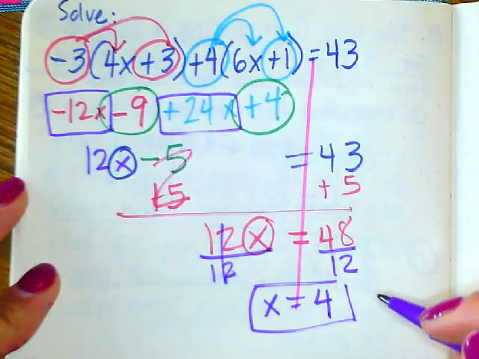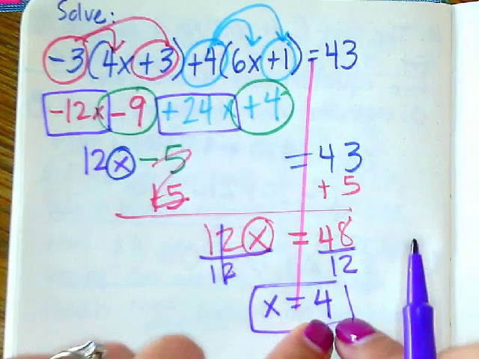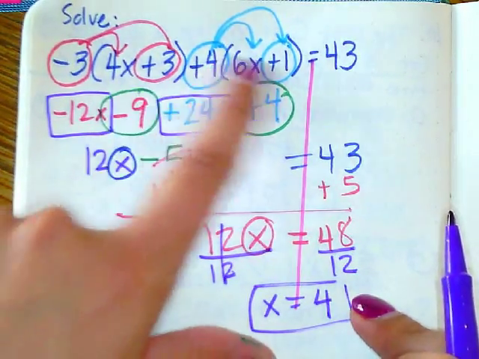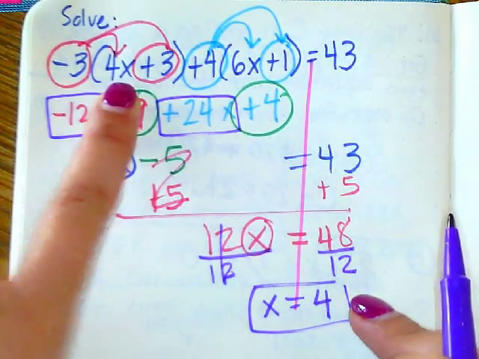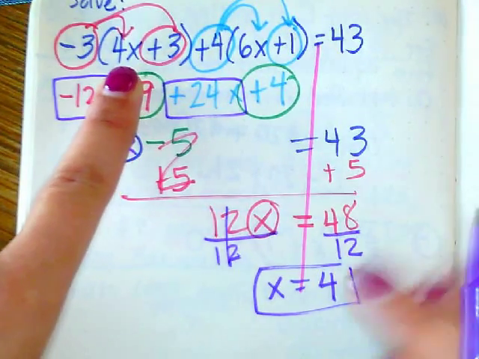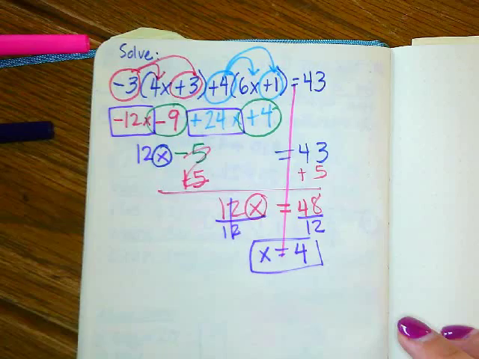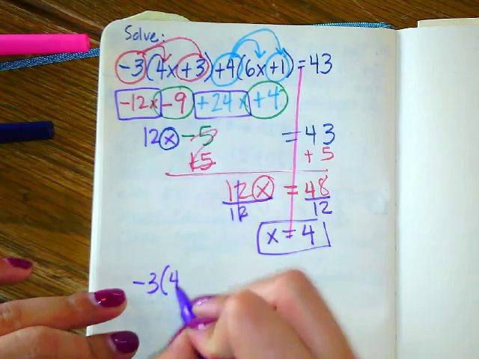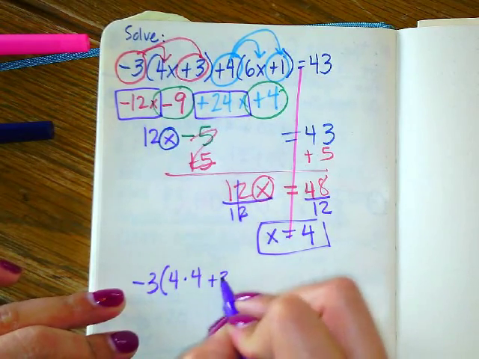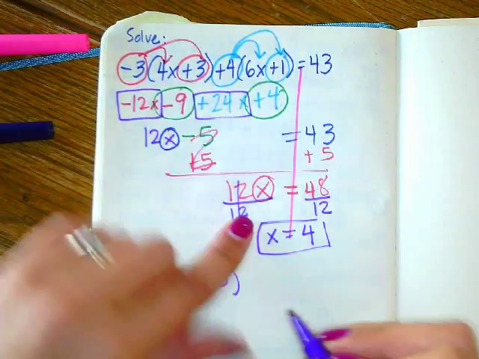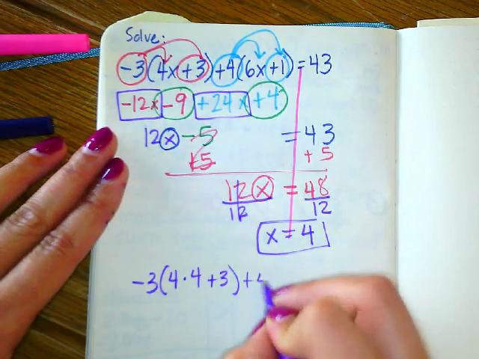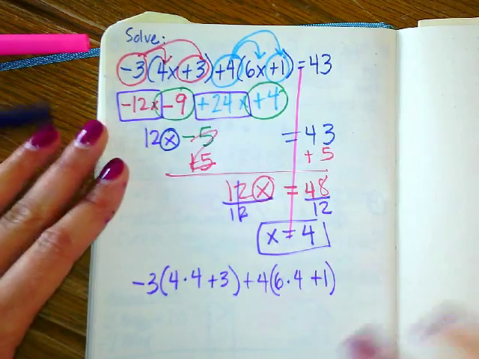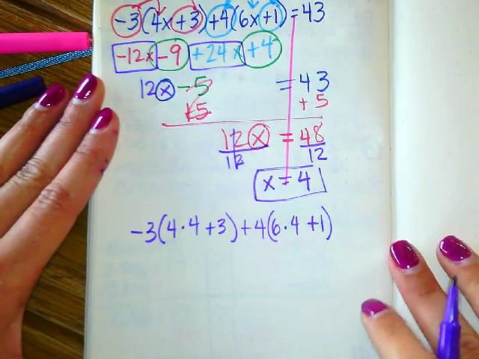If you want to still double check during the test, what we can do is plug in the 4 into the parentheses and then check that it gives you 43. So you would use your calculator to check your answer. So you would essentially do this. Negative 3, 4 times 4 plus 3. So wherever there's an x, I'm plugging in my answer to double check that I am correct. And that's another way you can use your calculator to double check.